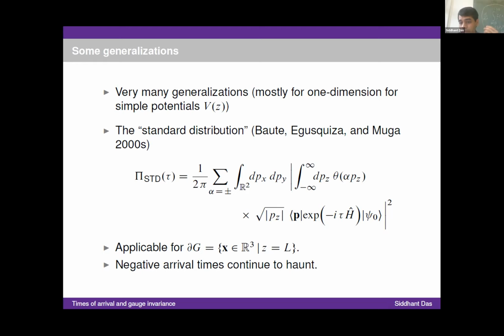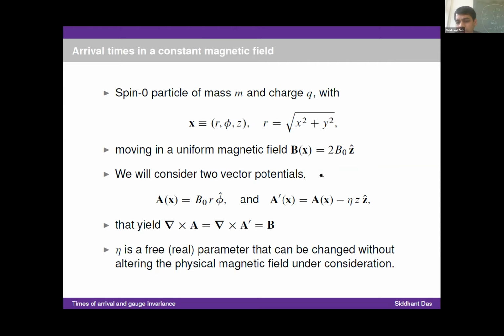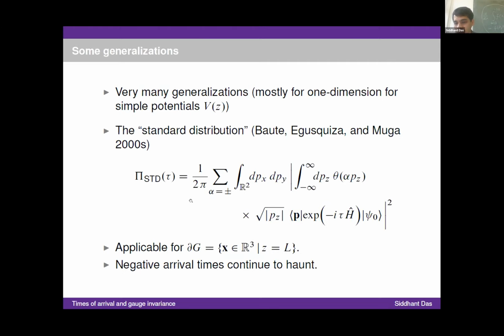So if you were to apply such a formula to situations involving a magnetic field, just a constant magnetic field for that matter. I had a quick example for you. There was a constant magnetic field pointing in the Z direction. If you try to compute some curves from this formula, you can show that for two different vector potential choices for the same magnetic field, you get two totally different predictions. And worse still, in certain gauges, this distribution even fails to be normalizable. So there is just no way one can use this to move on in this project.